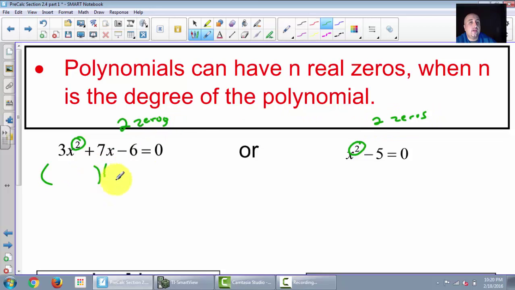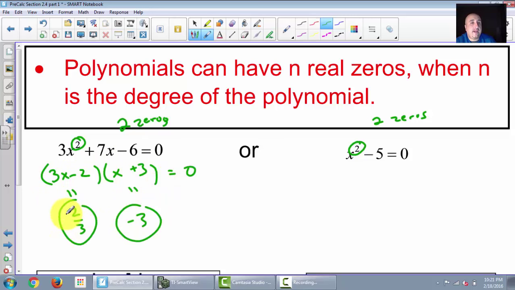Okay, this one can be factored. There's 3 terms here, so we can factor it. So 3x minus 2 and x plus 3. I'm not going to worry about showing how to do that, but this is the factored form. So this one has an answer of positive 2/3. You add 2, divide by 3. And this one, you just subtract 3, so it has an answer of negative 3. So that one has my 2 zeros.